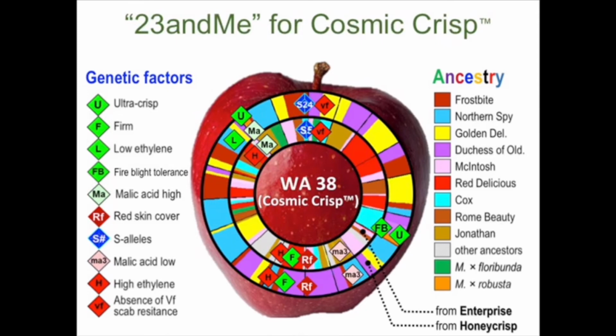So there's the stuff I was talking about before about the ultra crispness and fire blight resistance and high acidity, and then it didn't get the VS scab resistance, so that's in red, like green for good and red for bad, etc. And then more things we can put on.